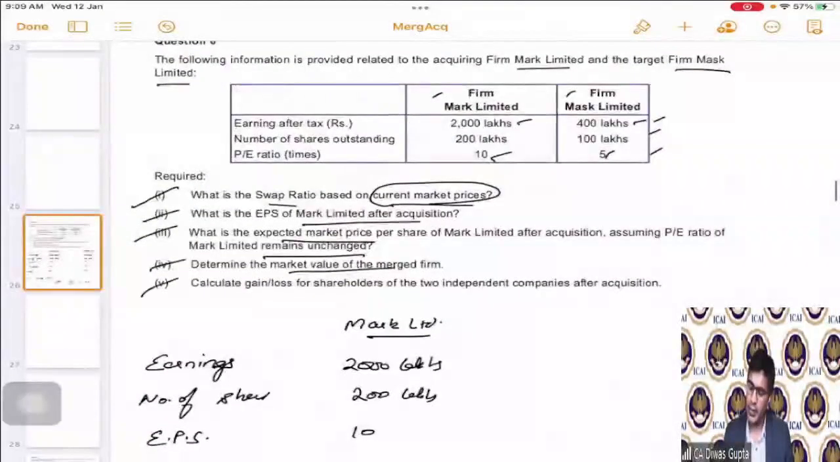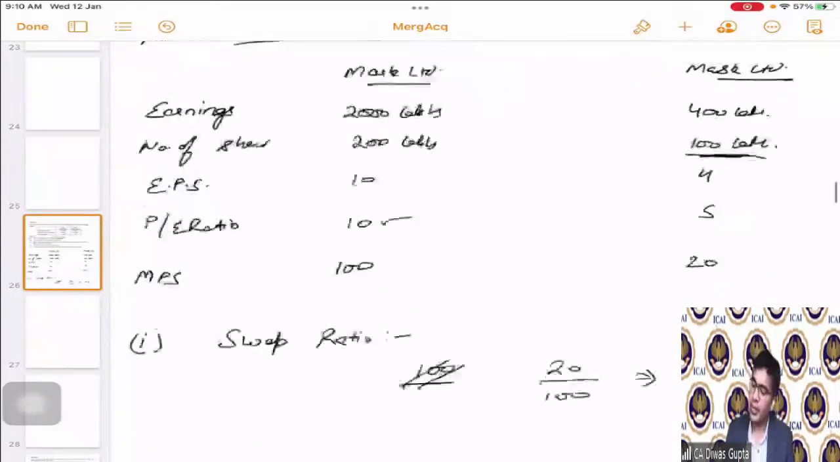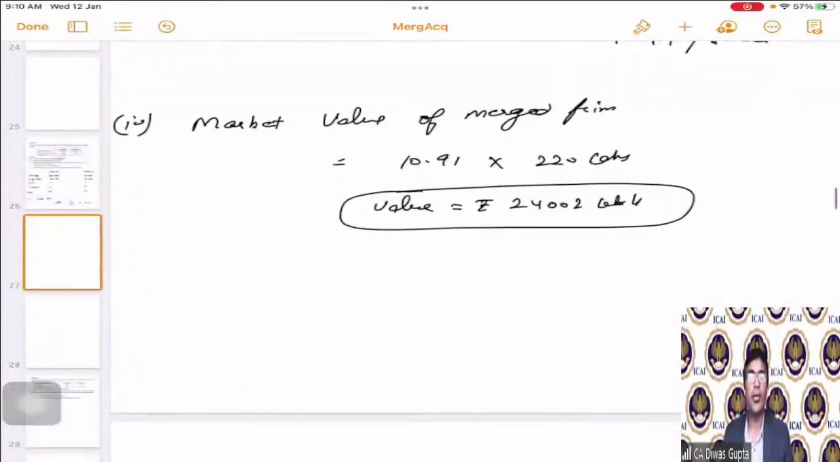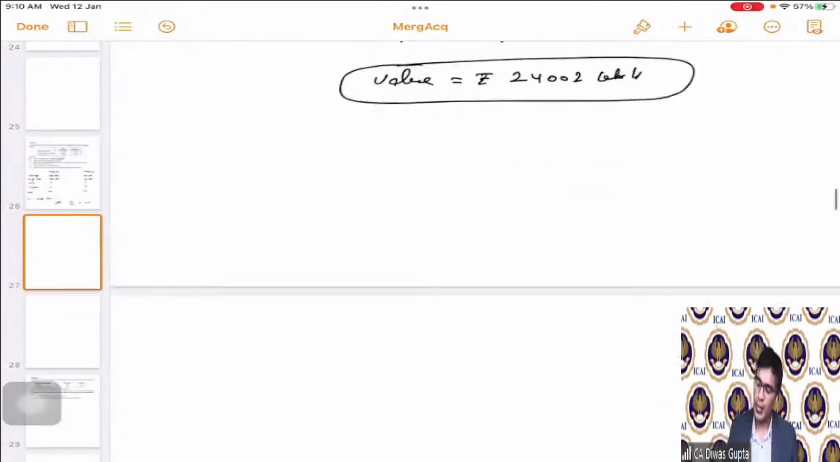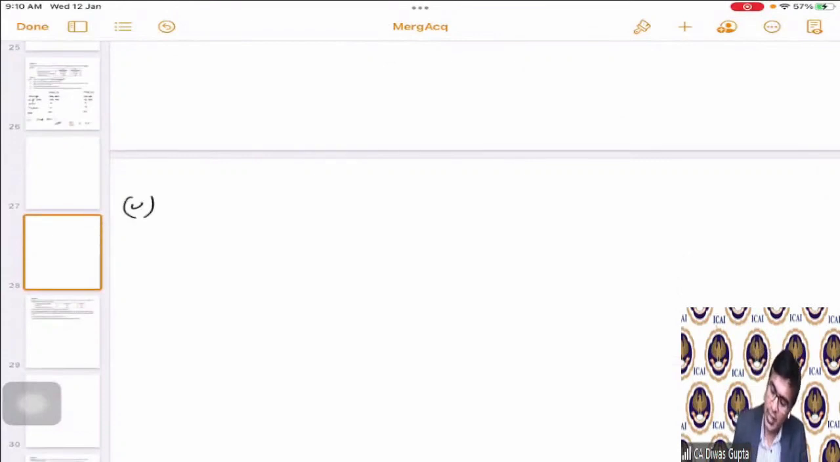What is the last part? Calculate the gain or loss for shareholders of the two independent companies after acquisition. Very simple. Now, gain or loss, we have already seen how to calculate the gain or loss for the shareholders based on the respective market prices, but we have to adjust it for the swap ratio. That is a simple formula which all of us can apply that I have mentioned earlier in our notes. But in this case, we will just see another way to calculate the gain or loss.